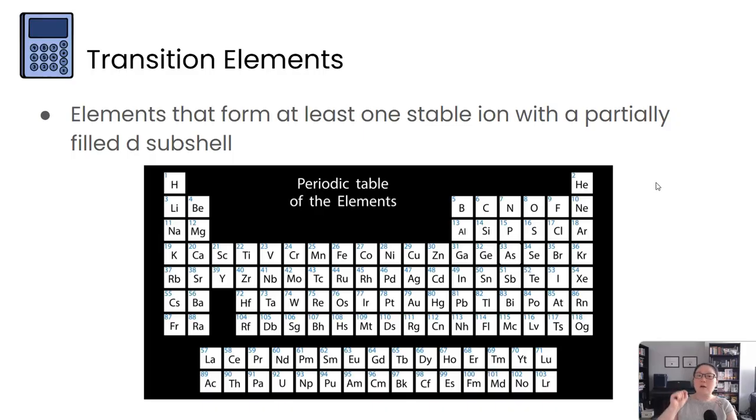Now, first off, let's talk about the definition of a transition element. I know I keep on going between transition element and transition metal, but the thing is that they're all in the same place and all of them do happen to be metals, and so you're going to hear me go between them pretty frequently and pretty interchangeably. Right, so transition elements are elements that form at least one stable ion with a partially filled d subshell.